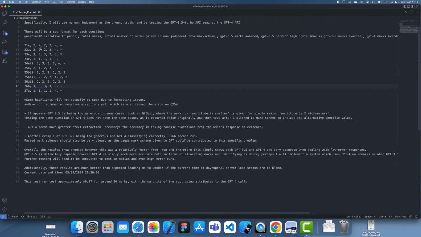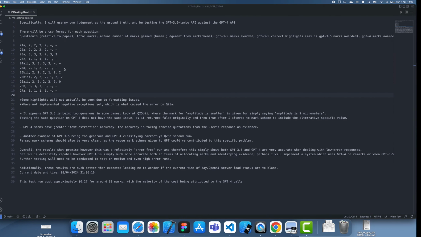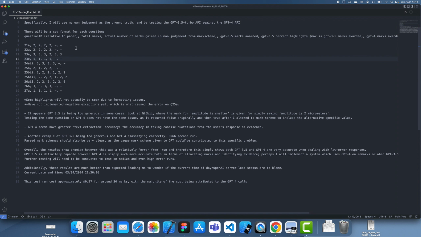Okay, so here are the results of the test. As you can see, it was actually a lot more accurate than I thought it would be, so this shows a lot of promise. What you need to be looking at for accuracy is these are the actual number of marks gained based on my judgment and the mark scheme, and then these are the number of marks GPT-3 awarded. For most questions, it's the same, which is good. You can see there's slight discrepancy here and slight discrepancy there, but apart from that, that is the only issue.